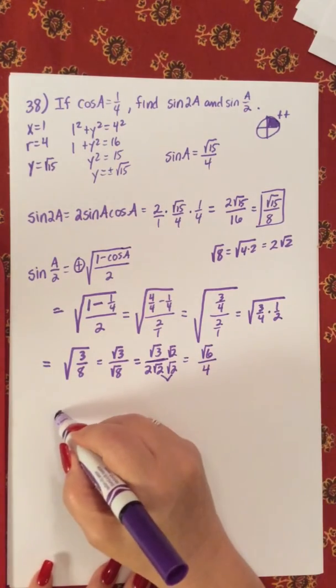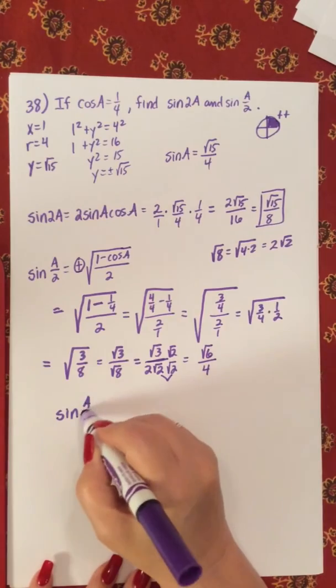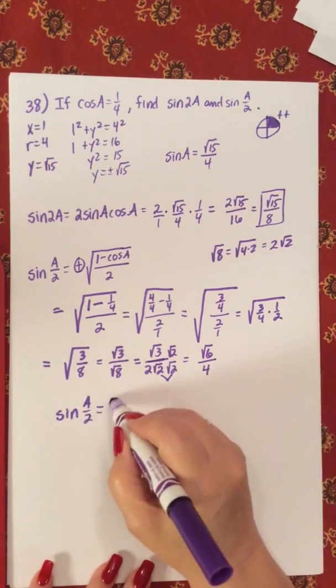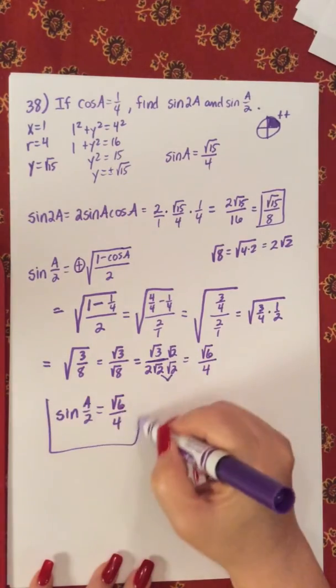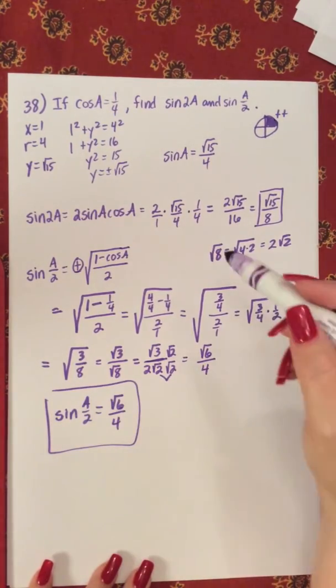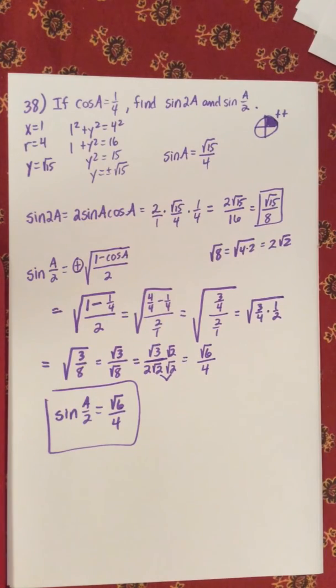So we would say that the sine of a over 2 is equal to square root of 6 over 4. And our other answer was, yeah, we already circled it right there. All right.